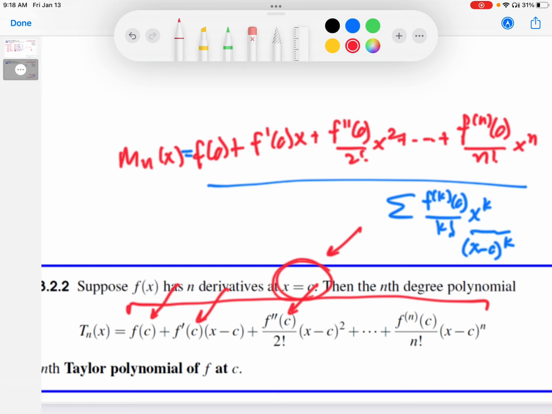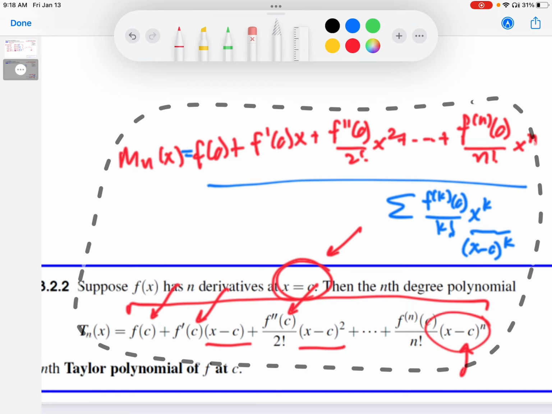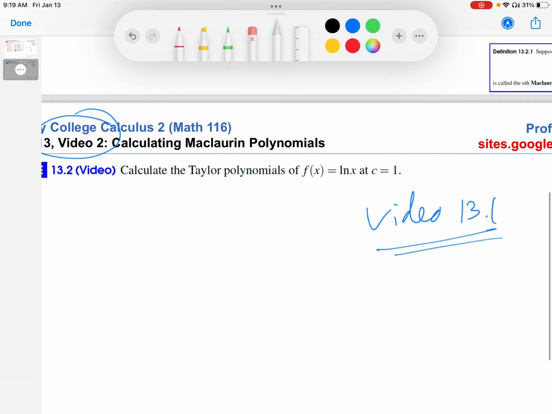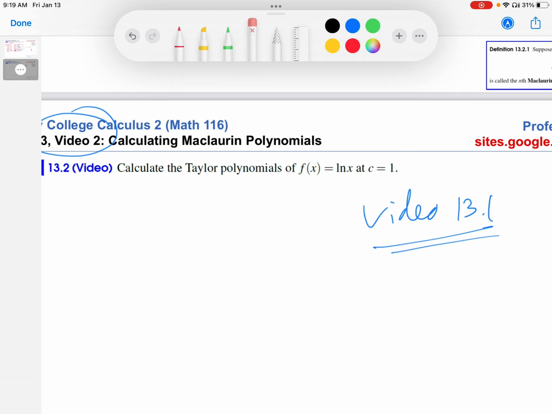In the Taylor polynomial, again, everything is centered around c. So you get a power series centered at c. So you get all these powers of x minus c everywhere. Okay, so that is a quick little review of what a Taylor polynomial is and how it's a little different from the Maclaurin polynomial.